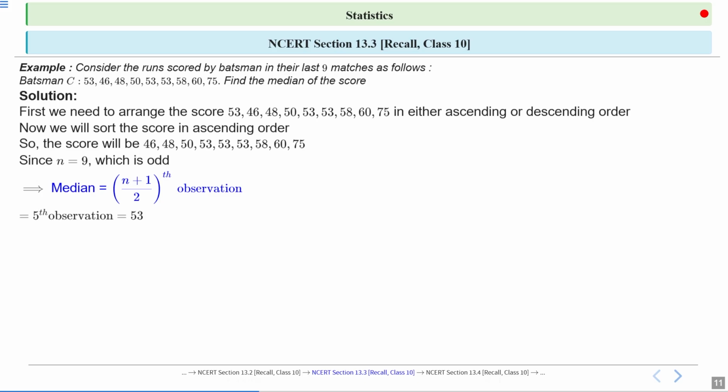So the median is equal to the 5th observation, and in ascending order the data will be 46, 48, 50, 53, 53, 53, 58, 60, 75. Here the fifth observation is 53. So the median is 53. Therefore, the median of the score is 53. I hope it's clear to all of you.